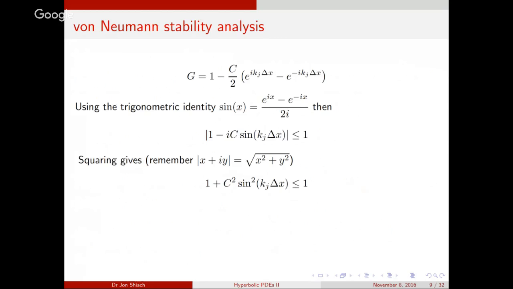So all I have to do to calculate the modulus of this is to square 1, which gives me 1, and to square i. By definition, i squared is minus 1. So multiply minus 1 by minus 1, you get plus. Square the c, you get c squared. Square the sine, you get sine squared. Square 1 on the other side, you just get 1. I've gotten rid of that nasty imaginary number. So for stability, I need this c to be a value that satisfies that inequality.